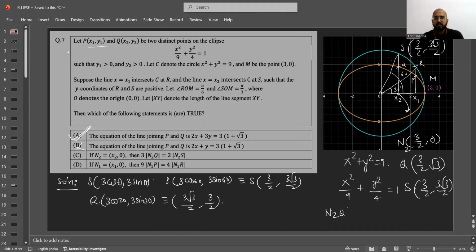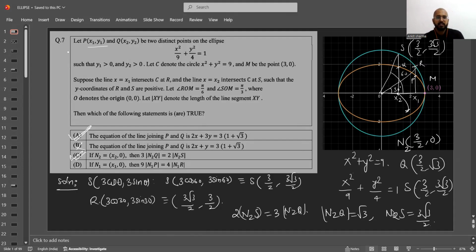So N2Q distance is basically root 3 and N2S distance is nothing but 3 root 3 by 2. So I can take 2 here, so I get 2 N2S is equal to 3 root 3. So 3 times will be here only, and root 3 is nothing but N2Q. So that actually makes my option C also correct, because N2 is actually 0. Now let's go for option D.